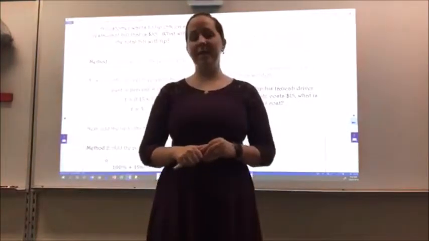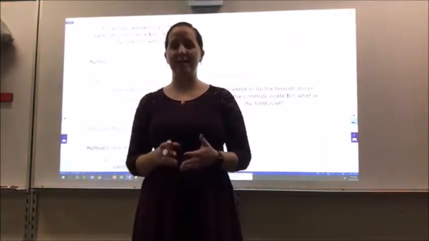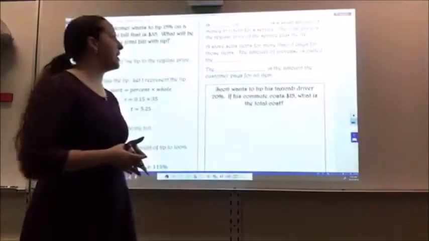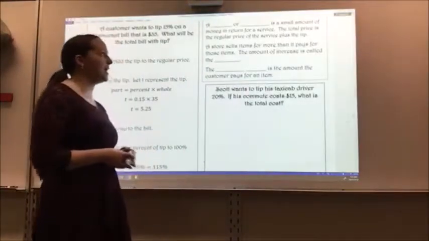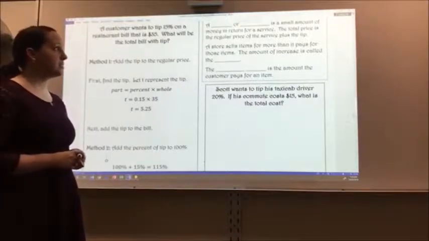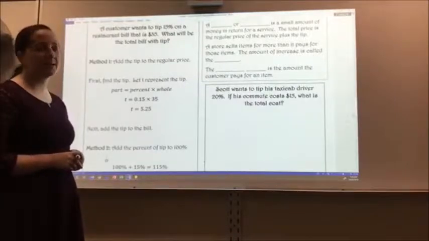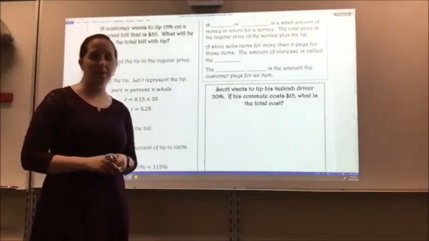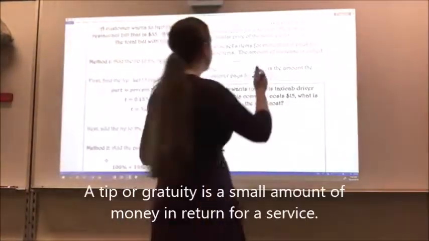All right, on the second page, we're still continuing sales tax, tips and markups. At the top of this page, you have a blank or blank, which is a small amount of money in return for a service. The total price is the regular price of the service plus the tip. In those two blanks, you're going to write tip or gratuity.